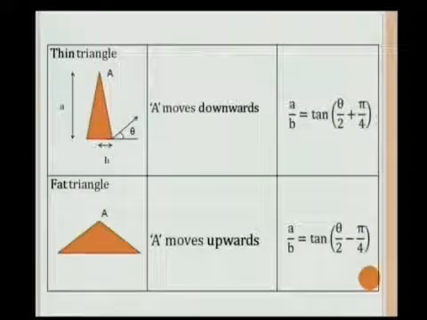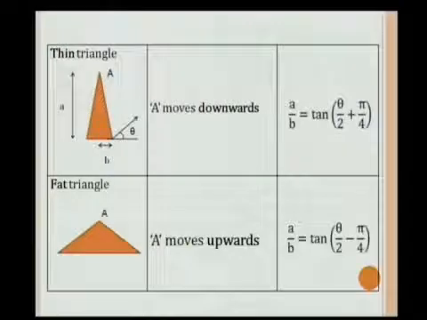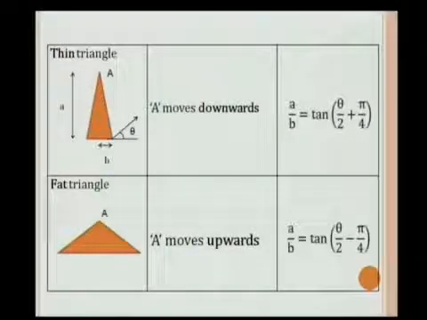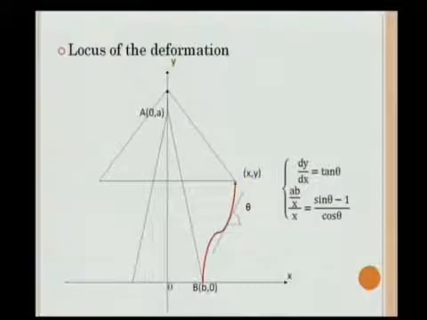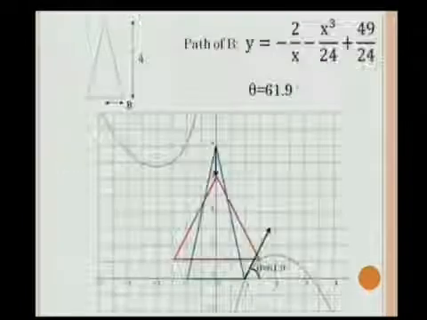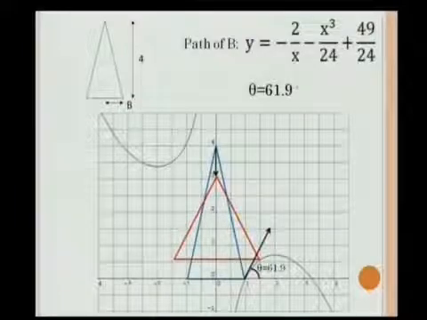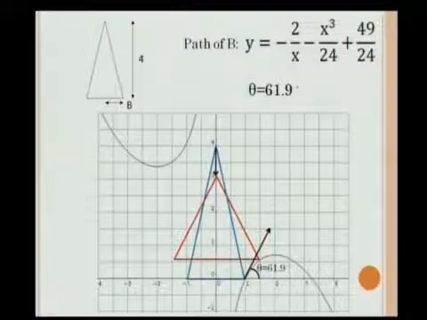To minimize the rate of change of perimeter, vertex A should move downwards for a thinner triangle, and it does the opposite for a flatter triangle. The corresponding angle can be calculated by these equations. After finding out how the vertices move, we studied the locus of the bottom two vertices. We set up this differential equation and we find the equation of the path after solving it. Here is an example. The triangle will deform along this path until it becomes an equilateral triangle.